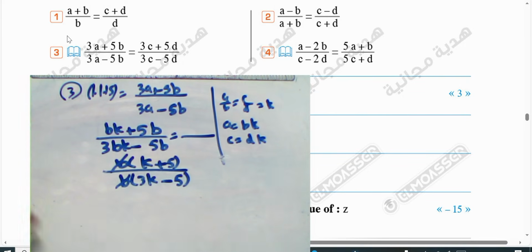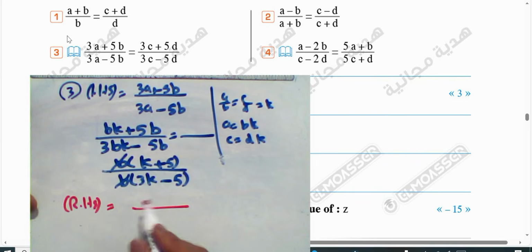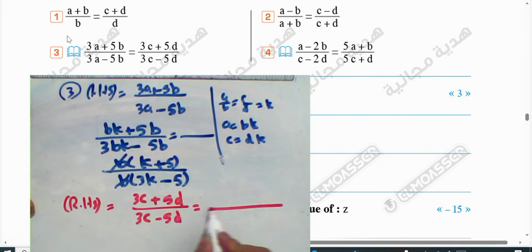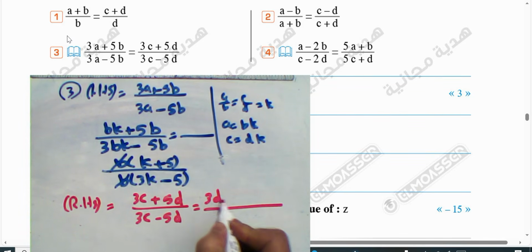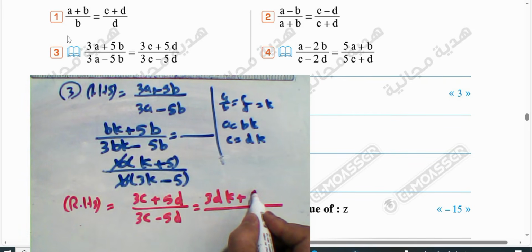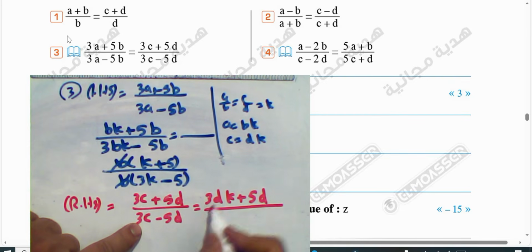And what about the right hand side? The right hand side you can also simplify. Right hand side here: 3c plus 5d over 3c subtract 5d. 3 times c, c was dk, then we have 3dk plus 5 times d, over 3 times c, here 3dk, subtract 5 times d.